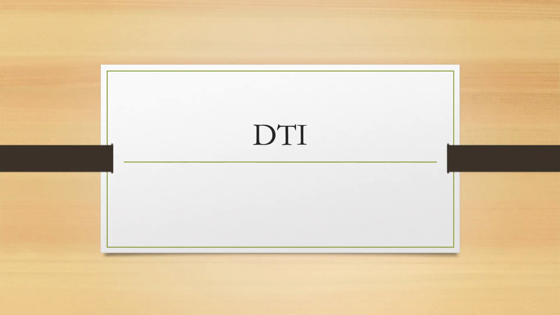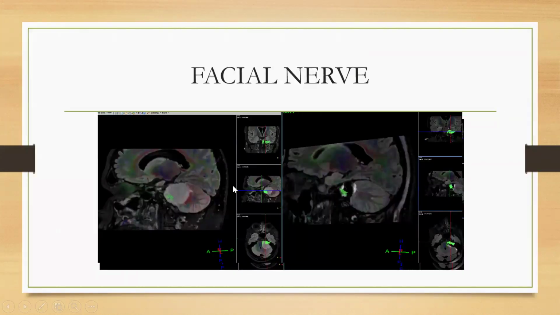Coming to DTI, how to use this old technique in multiple new tumors, how to apply DTI. Usually we do it for facial nerve schwannomas. We usually do DTI tracking of the facial nerve within the tumor, because facial nerve preservation is very important during the surgery. And this is one case of schwannoma with the facial nerve. The facial nerve is located in the anteroinferior part.